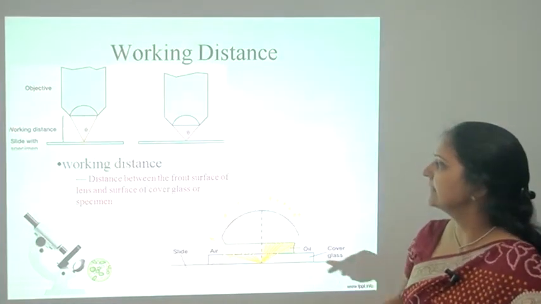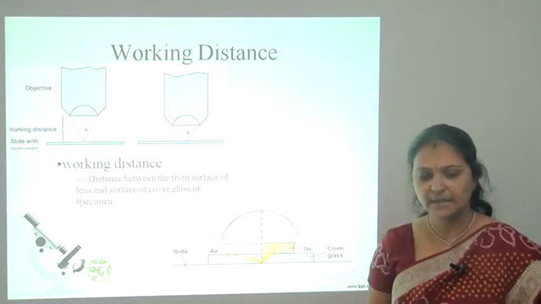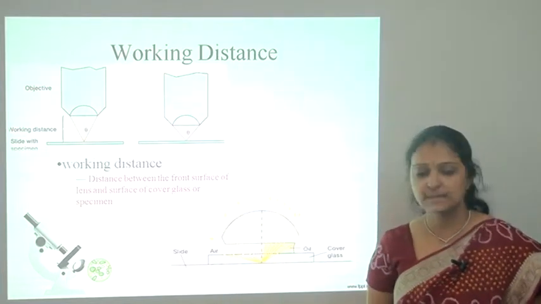Working distance is the distance between the front surface of the lens and the surface of the cover glass or the specimen. This distance is known as the working distance.